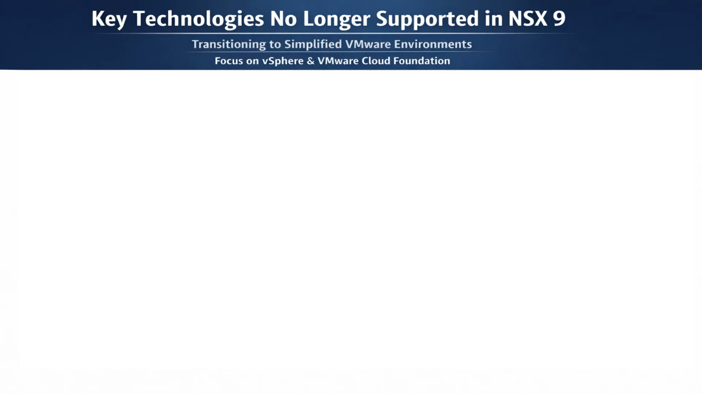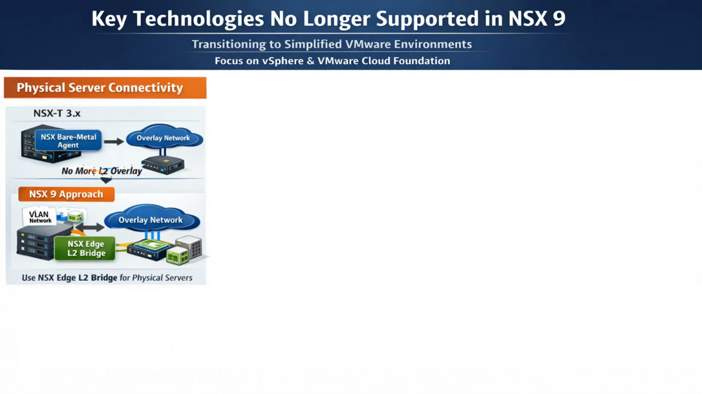Now, let's discuss some important technologies that are no longer supported in NSX 9 and what we should do instead. Because if it is no longer supported, there could be some alternatives, right? So when VMware released NSX 9, their goal was to simplify the platform and focus mainly on environments built on vSphere and VMware Cloud Foundation. Because of this, several older technologies have been removed. Let's look at the key changes one by one.